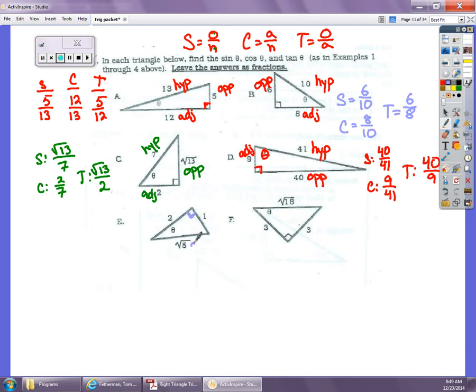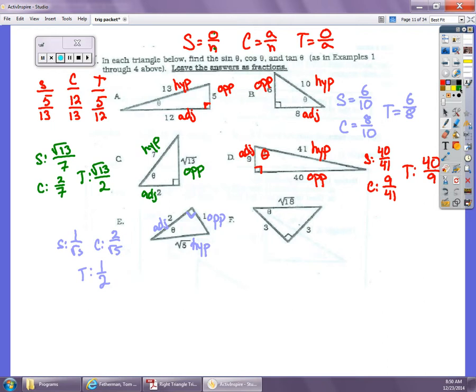Right angle, hypotenuse, angle, opposite, adjacent. So the sine is going to give me 1 over the square root of 5. My cosine is adjacent, which is 2 over the square root of 5. And my tangent is going to give me 1 over 2.